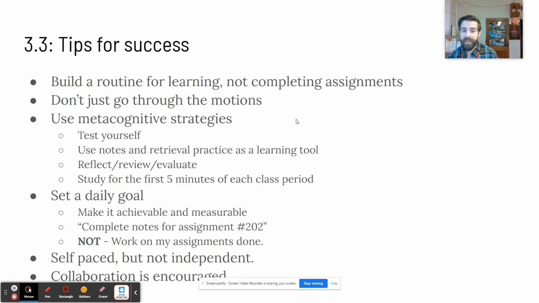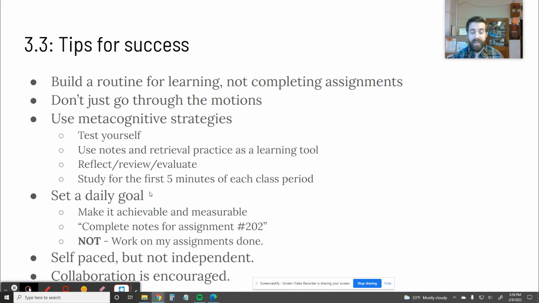So to help you actually learn things, use some metacognitive strategies. Hopefully we've talked about these in class so far. So test yourself as you're going through lessons. Use your notes and those retrieval practices as learning tools. Reflect, review, and evaluate. Am I actually learning this stuff? Is what I'm doing to learn this stuff working? Or even just study for the first 5 minutes of each class period to review your notes and start committing some things to memory before you jump into the next lesson or the next practice.